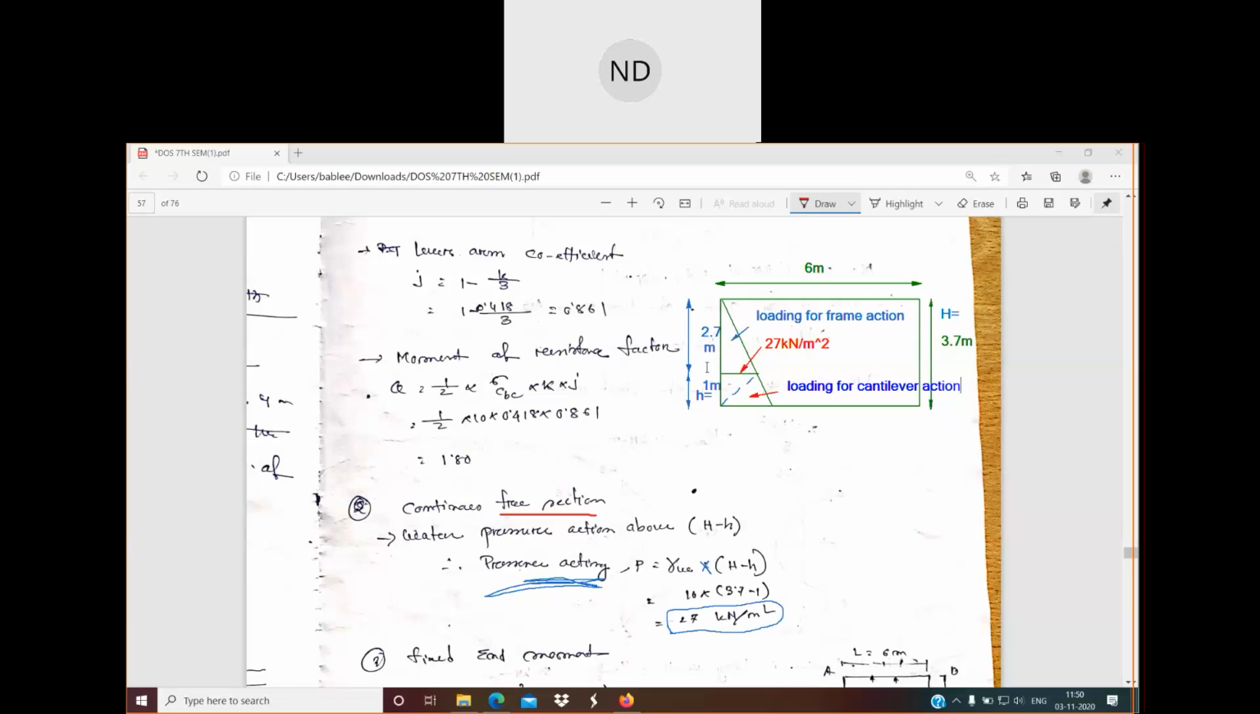And here we know how much is the pressure. From here it is 27 kilonewton per meter square, which is water pressure at a depth of capital H minus small h. P is equal to gamma into h, and your h is this portion, capital H minus small h. So the pressure which is coming here is 27 kilonewton per meter square.